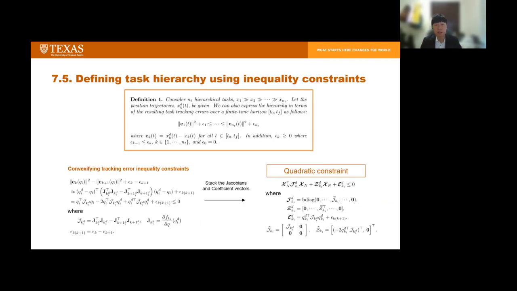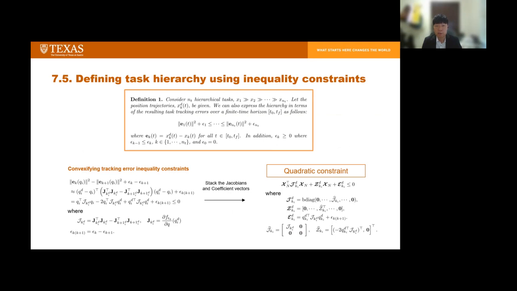Secondly, we define the constraint. We define the constraint of task hierarchy. Given n tasks, the tracking error of a higher prioritized task should be less than those of lower prioritized tasks. We define this constraint using the square of two norms of the task tracking errors. These inequality constraints are nonlinear because the task function is usually nonlinear.